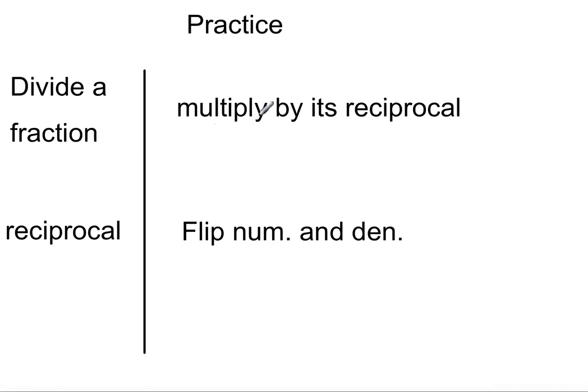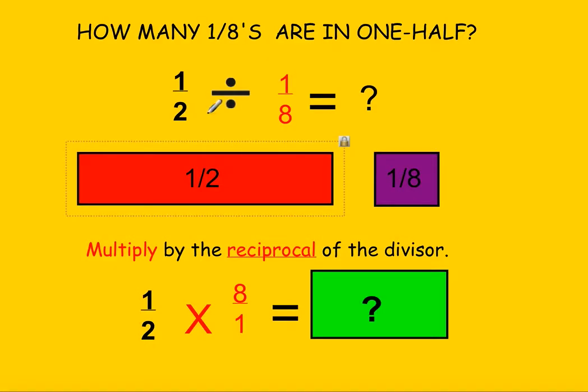Divide a fraction really means to multiply by its reciprocal. The definition of reciprocal, then, is to flip the numerator and the denominator. So if I have 1/3, its reciprocal would be 3 over 1. How about 4/7? What is that reciprocal? If you said 7/4, you are correct. So the reciprocal is you're just flipping the numerator and the denominator.